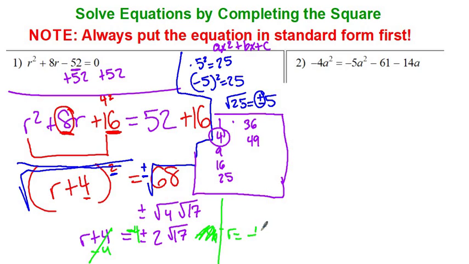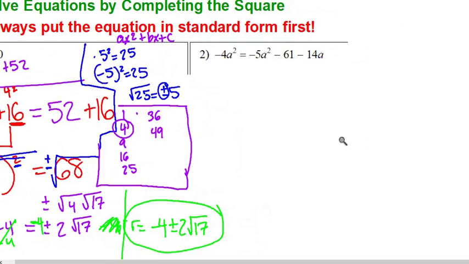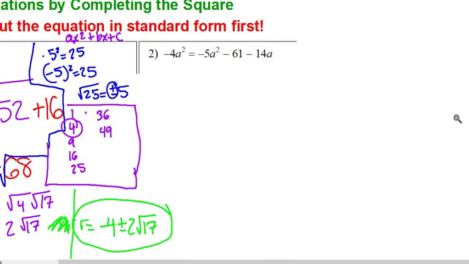So r is equal to negative 4 plus or minus 2 times the square root of 17. That's our final answer. It's not a nice and neat answer like you get with factoring, r equals 4, r equals 2. But that's exactly why we couldn't factor, because we're not supposed to get, in most cases, a nice, neat answer out of that. All right, let's try this second one.